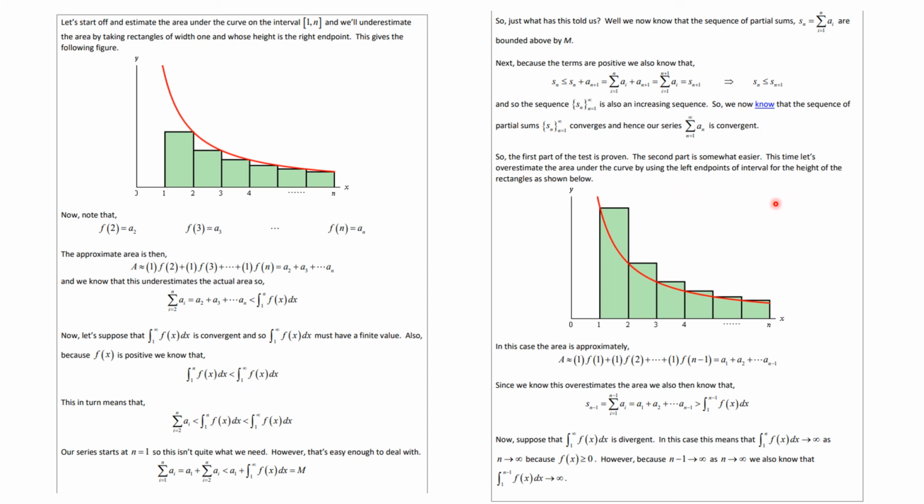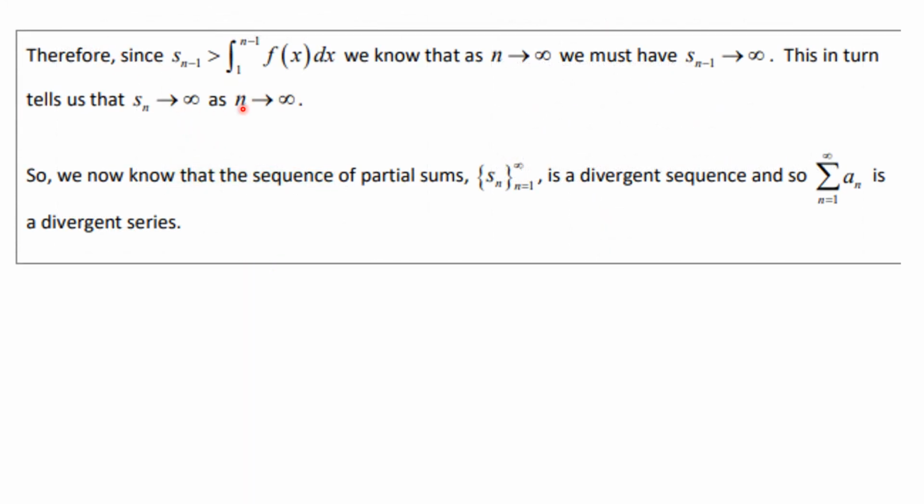The second part is easier. This time we're going to overestimate the area by defining the other endpoint. We know this is a decreasing function, and here what we find out is that the area, the partial sum, is bigger than this part of the integral. So suppose this is divergent, then that means that this will also diverge. So you see, we've really proven the entire theorem. Well, I guess we really should finish it here. So as n goes to infinity, this goes to infinity, and that tells us that s sub n goes to infinity. And that's the end of the proof.